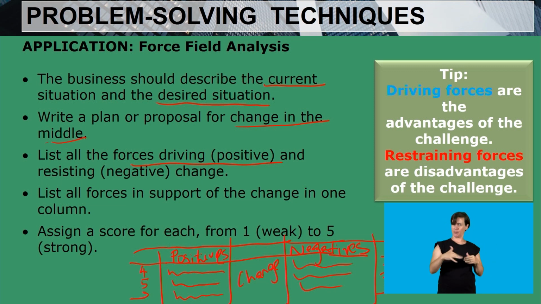I'm sorry, I don't have space. Right, so we'll say 5 plus 4 plus 3, it's what? It's 12. We've got 12 on the positives, and then we've got how much? We've got 6 on the negative side of it. So meaning now the positives, they outweigh the negatives.